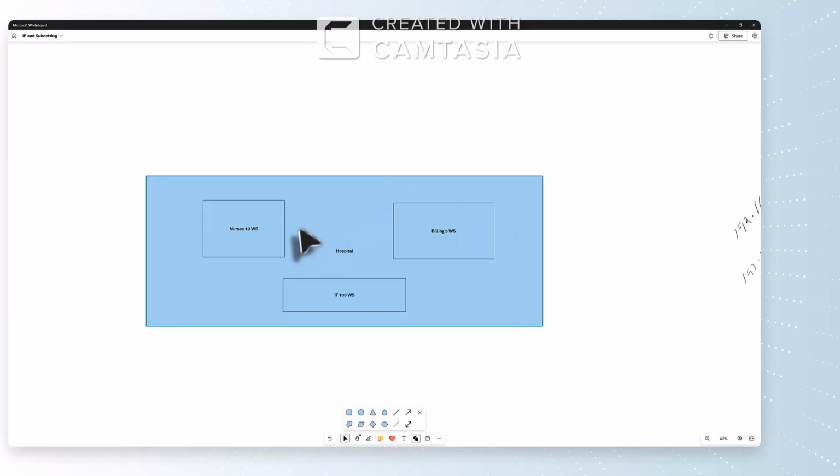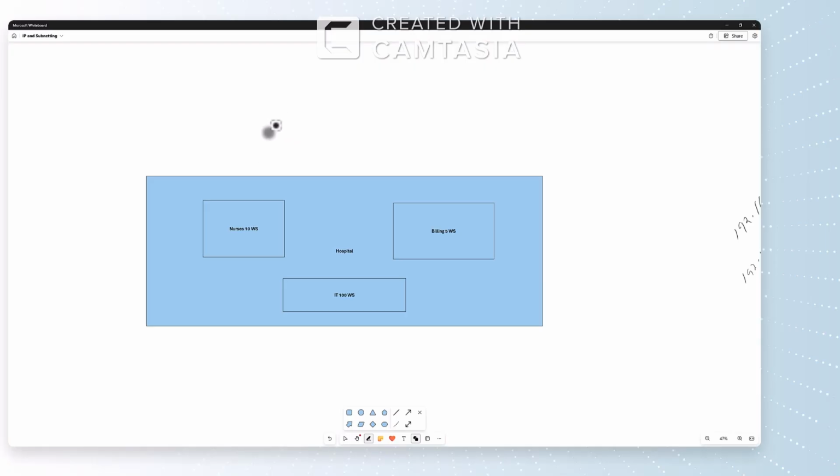So let's go back here. Let's say we have this hospital, and we don't want the nurses and IT and billing to all be on the same network. We could do a couple things. This is where subnetting is going to get interesting. We're going to first start with a really easy way to do this. We're going to have the same range, 192.168.0.0. That's our IP range. This is what our IT team gave us and said, do whatever you need to do, but use this range for your work.